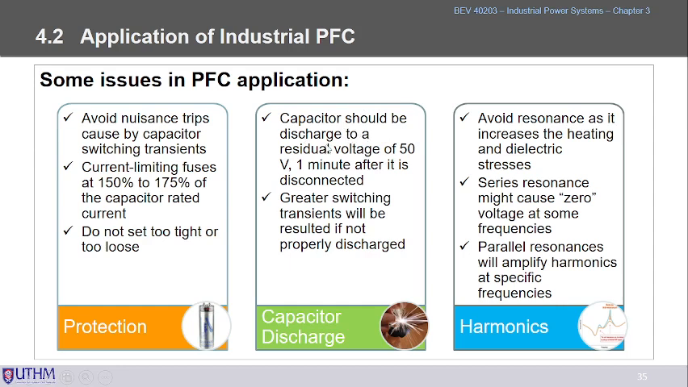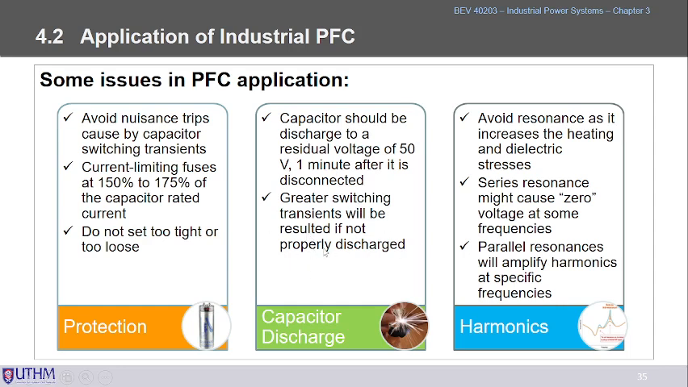How to discharge it? We discharge to a residual voltage of 50 volts 1 minute after it is disconnected. Sorry, maximum 50 volts only, and the residual voltage means the remaining voltage at the capacitor. When we use the multimeter to check it, if the remaining voltage is 50 volts for the capacitor, then it's safe. That means 1 minute after it is disconnected.